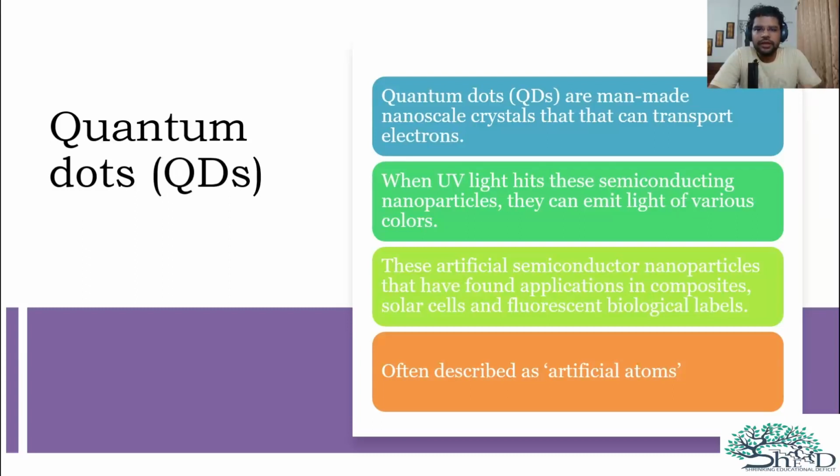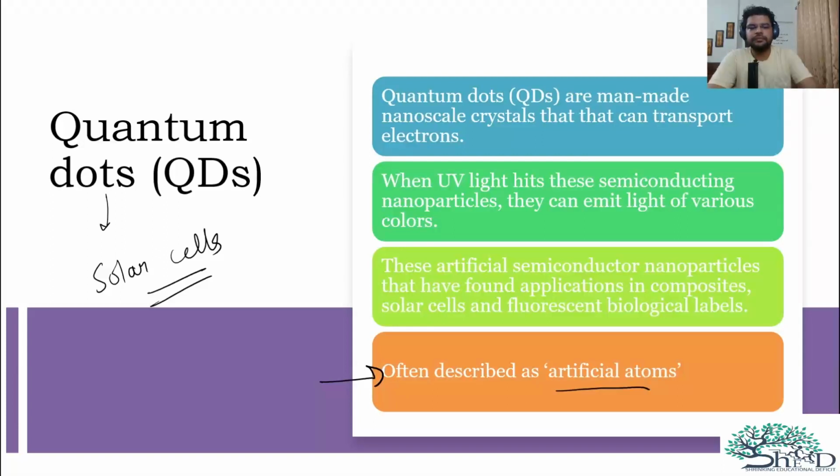One quality that they have is that they will emit only one light. One quantum dot will produce only one color. Basically, you can design that. These are being used in solar cells also. And they are also described as artificial atoms, so do remember that. This is not easily found, so these are also called artificial atoms.